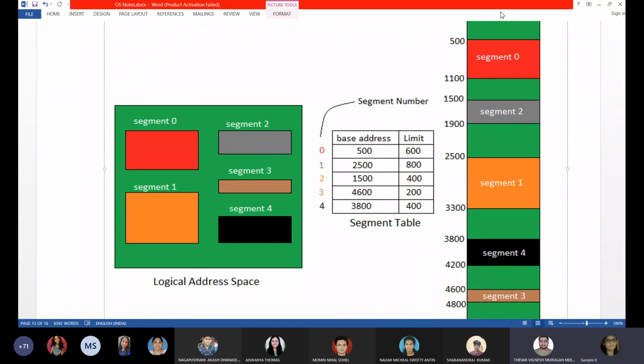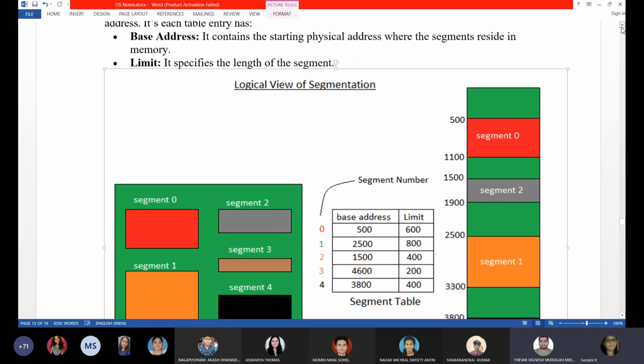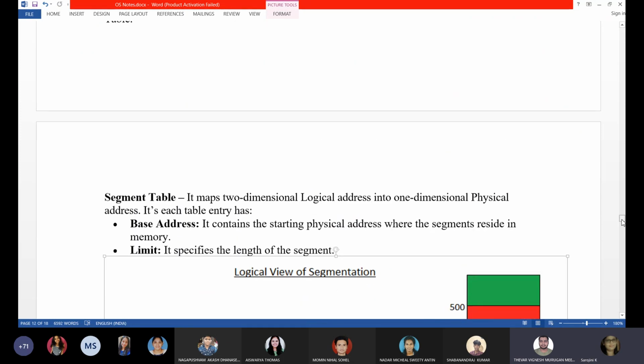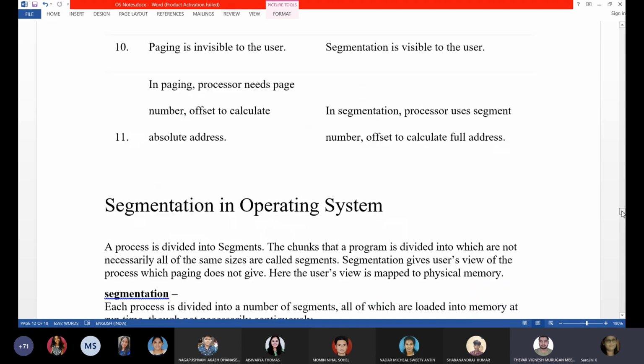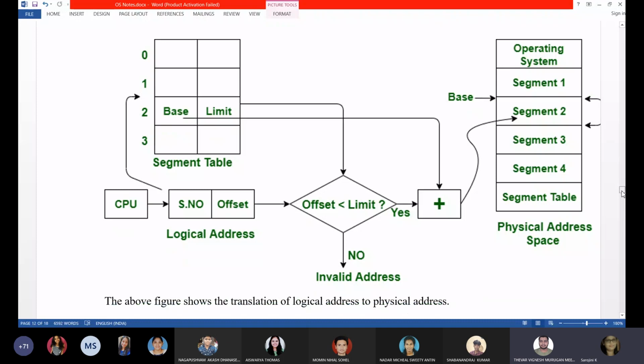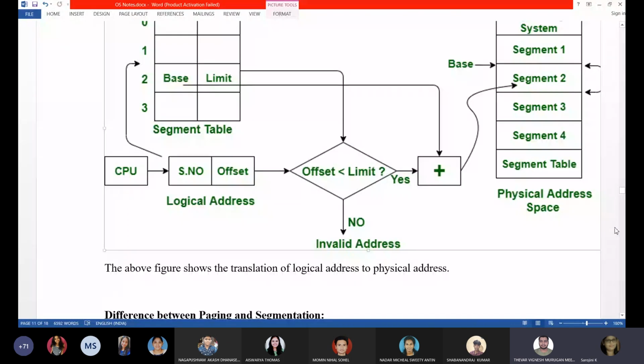In segmentation, I have to talk about the address conversion. There also the logical address should be converted to a physical address. Why? Because the segment from the secondary memory should be loaded into the main memory, right? Here simply the address conversion will happen.